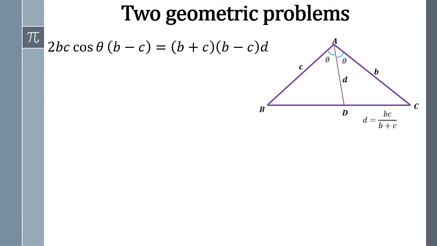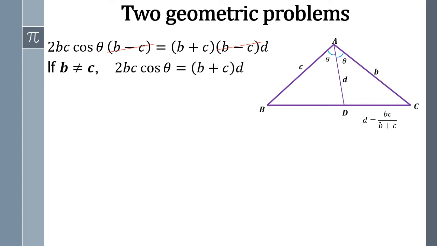Let's see what we can do with this new equation. There are two scenarios that I need to discuss. First of all, if B is not equal to C, then in this equation, the common term B minus C can be cancelled out from both sides, which leads to 2BC cosine theta equals (B plus C) times D.